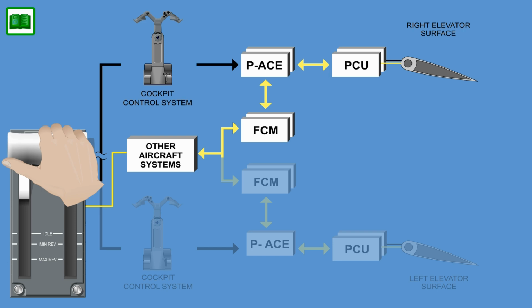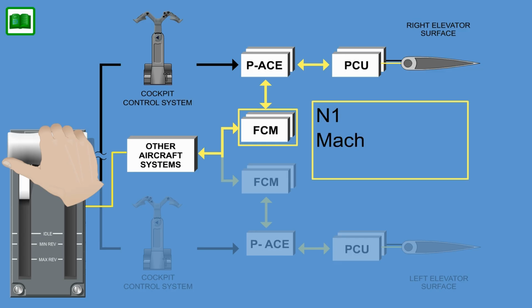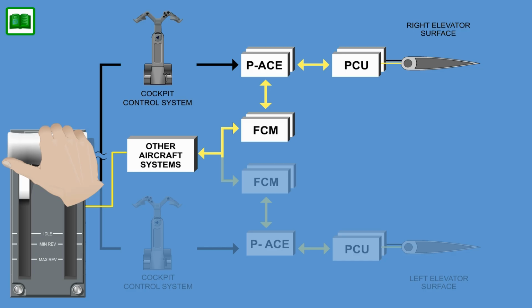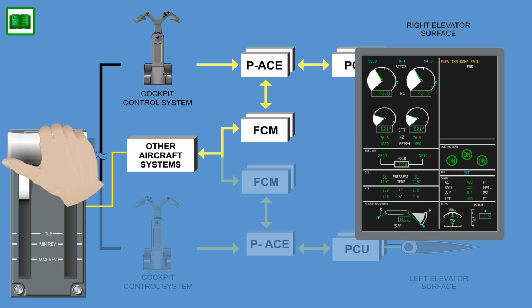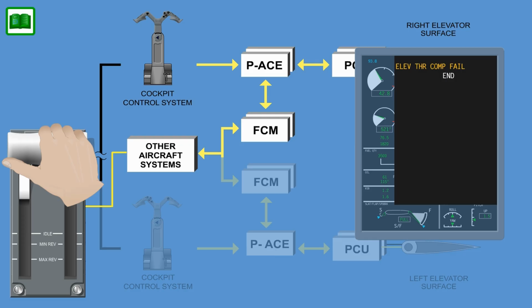The elevator thrust compensation function is computed in the flight control module as a function of N1, Mach, and pressure altitude. Elevator command is limited to plus or minus 5 degrees and is applied proportional to the amount of engine thrust above or below the reference thrust setting. The command is sent to the primary ACE units and is then summed with the normal pilot input. If one or more sensors required to perform the elevator thrust compensation function fail, the function is no longer available, and the respective message will be displayed on the ICUS.